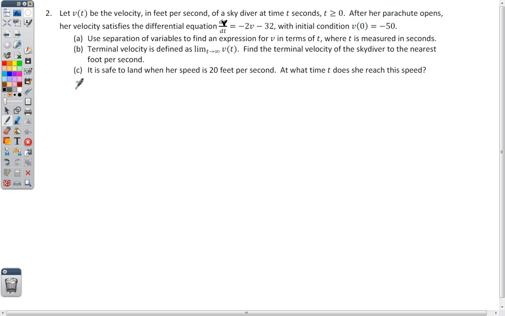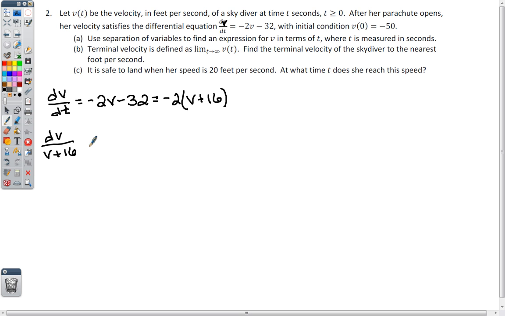Okay, so here we go. dv/dt equals negative 2v minus 32. And I remembered that once upon a time someone said that whenever you can, always factor first. So I'm going to factor this into negative 2 times v plus 16. Right? Just simplifying the equation a little bit. Okay, now separation of variables, the first step is to separate the variables, right? So I'm going to make this into dv over v plus 16, right? We never take those constants with us, we always leave them behind, equals negative 2 dt.